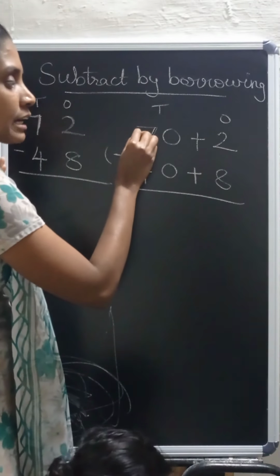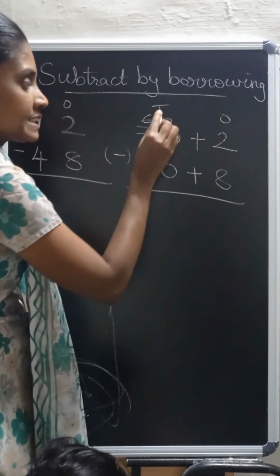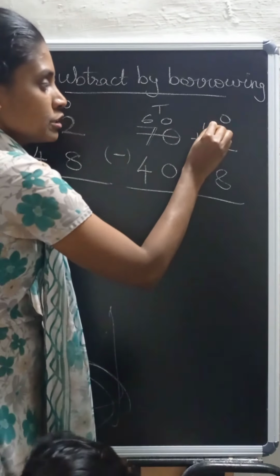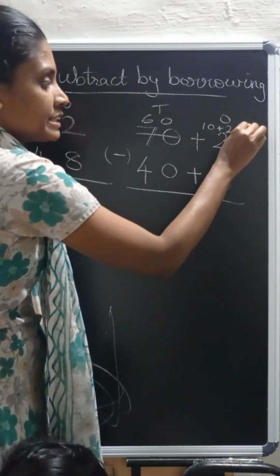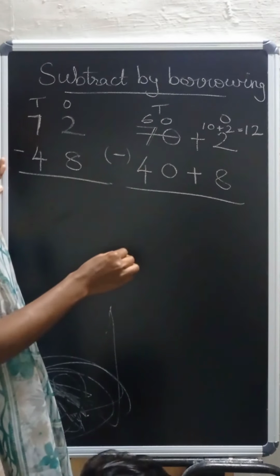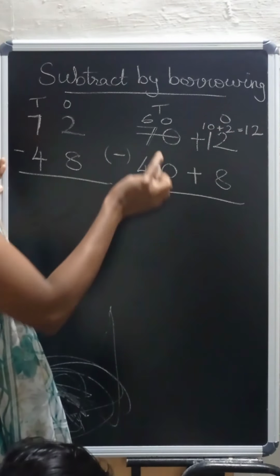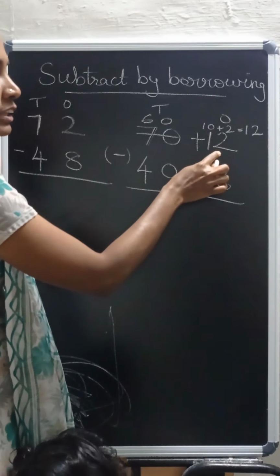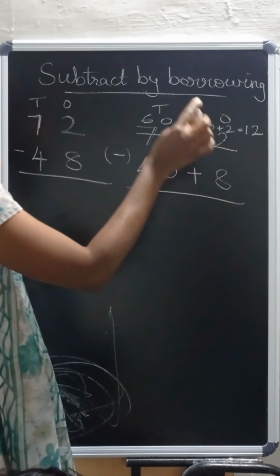So how much I can borrow? I can borrow 10. Here it becomes 60 and from tens place I am getting a 10. So this becomes 10 plus 2. 10 plus 2 is equal to 12. So now this 2 becomes 12. I am getting a 10 from the tens place and adding it along with the ones place. So 10 plus 2 becomes 12.